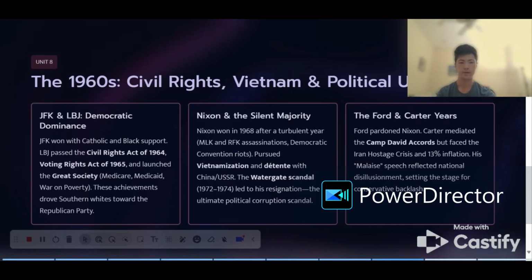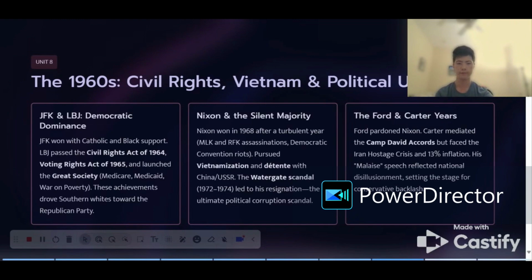But anyways, at the same time, he appeals to the silent majority, focusing on law and order and gradually reducing U.S. involvement, but still saying people still support the war. He does de-escalate a lot of tensions with détente, where he meets with China, and then we get the Watergate scandal, so political corruption is still going on.